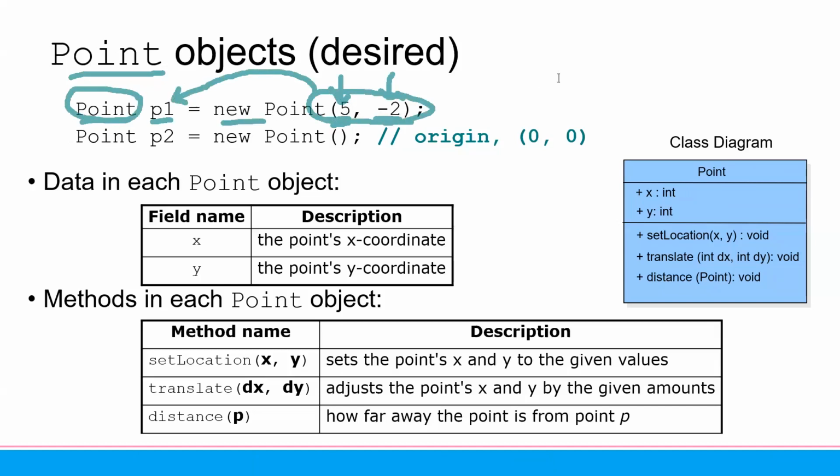So I can say this P1, I have P2, and in this P1, I can have X, I can have Y. The P1 will have value 5 for the X, and then we'll have value minus 2 for the Y. That's the meaning of point 5, comma, minus 2.